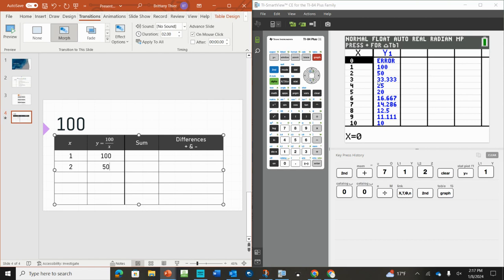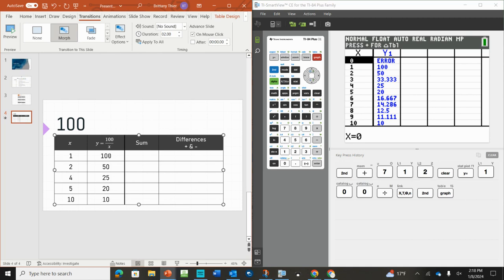3 does not divide in evenly, so that we skip down here to 4 and 25. And then 5 and 20. Okay, you can see 6 does not divide into 100 evenly, 7 does not, 8 does not, 9 does not, but 10 times 10 multiplies to 100. So that is all of the pairs of numbers that we could multiply together and get 100.